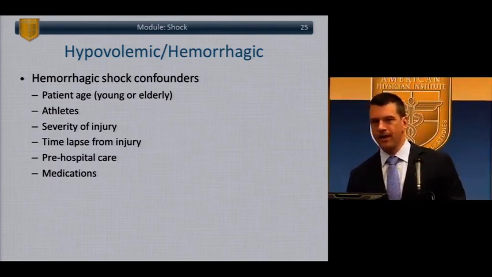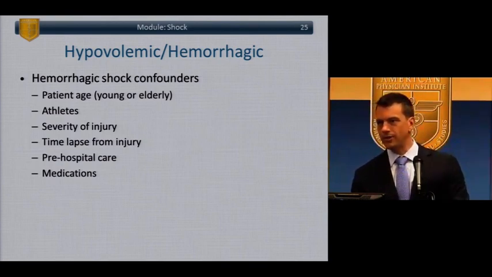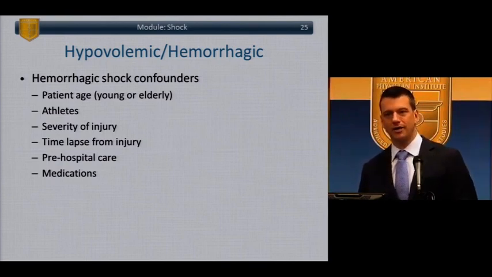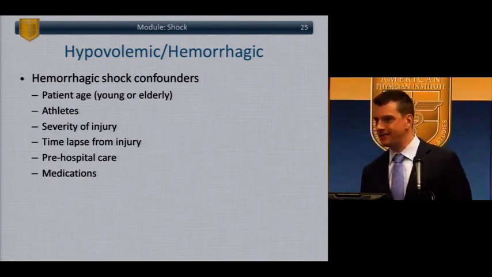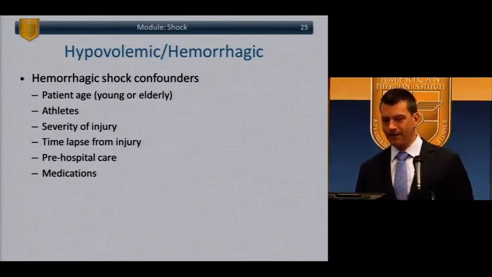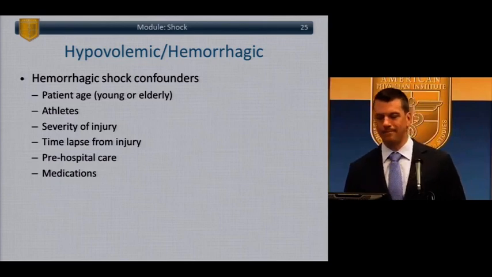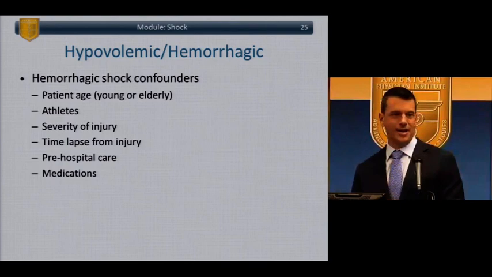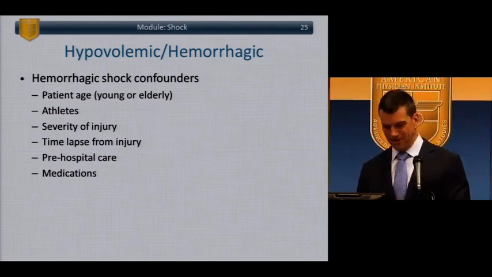The young also. Children will hide shock until the bitter end. And so once a child starts becoming hypotensive, they're very close to dying. It's just that their compensatory mechanisms are so good that they maintain right up until the bitter end, and then they sort of fall off very quickly. Again, a high index of suspicion is always needed based on the mechanism or what you're looking at. Athletes are often bradycardic. If their resting heart rate's 50 and they're going 90, they are tachycardic, even though none of the monitors are ringing or going off.